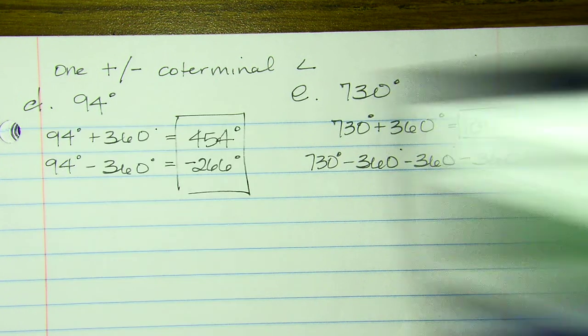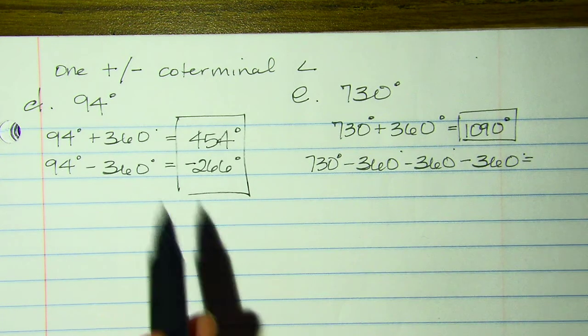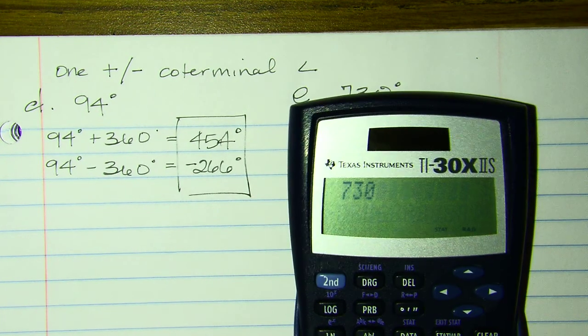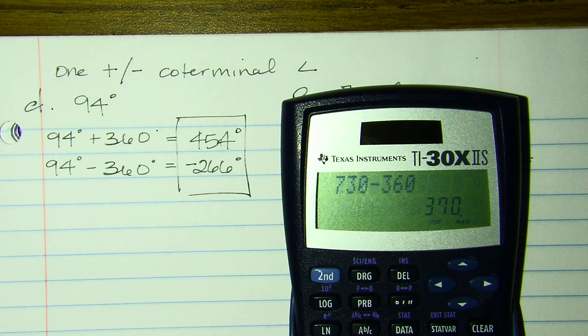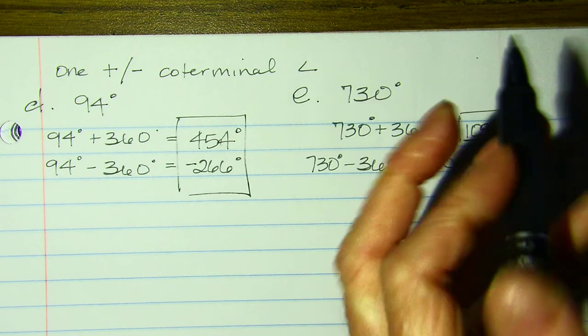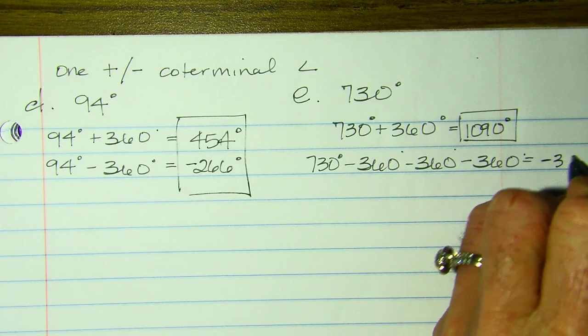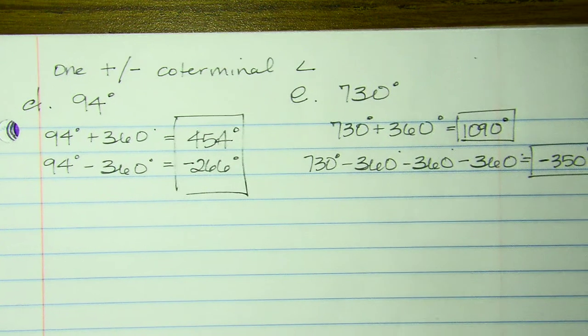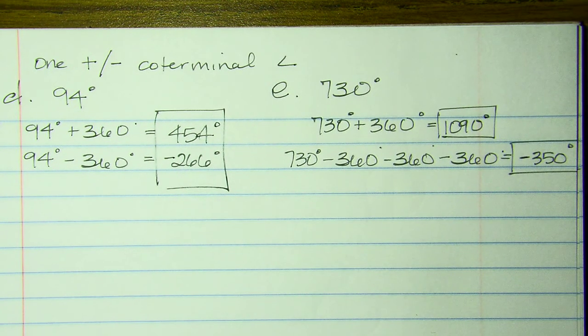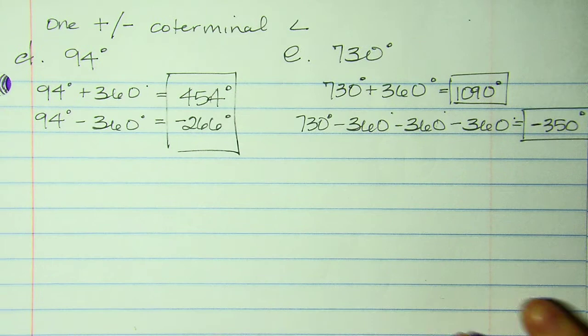Okay. Now, a negative, I have to keep subtracting 360 till I get a negative. So that's positive 370 minus 360, positive 10 minus 360. I finally got a negative coterminal angle. I just kept subtracting full rotations, the 360 degrees.